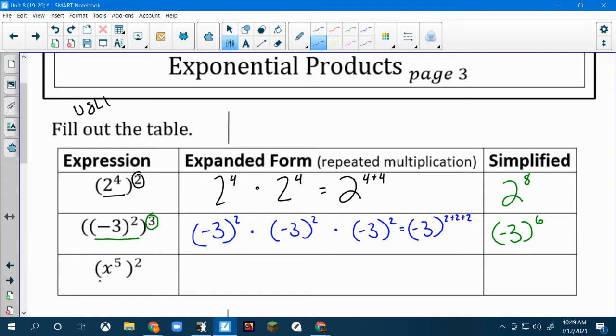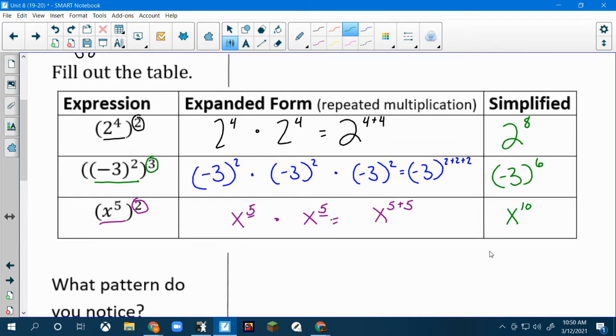Last one here, x to the 5th 2 times. X to the 5th times x to the 5th, which equals x to the 5th plus 5. Remember, we add our exponents. So we get our final answer as x to the 5 plus 5, which is 10. You're done with those examples.